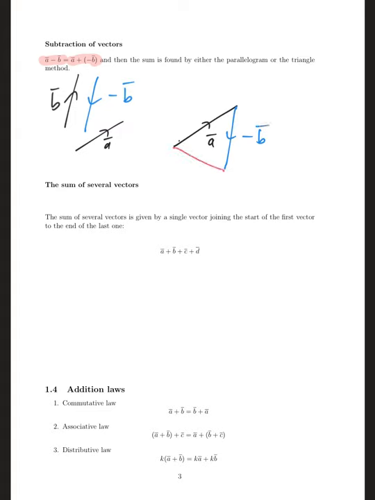And this vector here that joins the ends is going to be the vector A, as we've written it here, A plus minus B. But that's the same thing as A minus B. So that's how you'd subtract one vector from another.